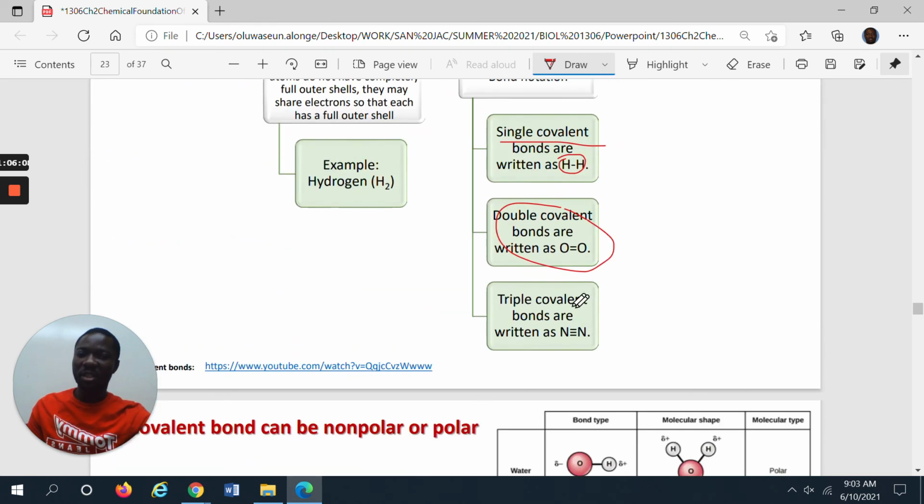All right. Then this is triple covalent bond. Usually this is between nitrogen. Nitrogen is number 7, so it has 2, 5. Meaning that the outer shell has 1, 2, 3, 4, 5 electrons, meaning that 3 are unpaired. And if 3 are unpaired, the 3 of them can pair with another nitrogen to form 3 bonds. So that is triple covalent bond.